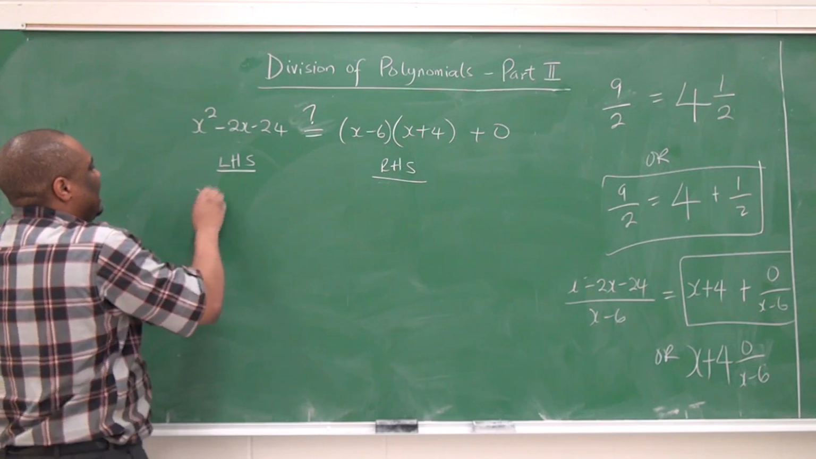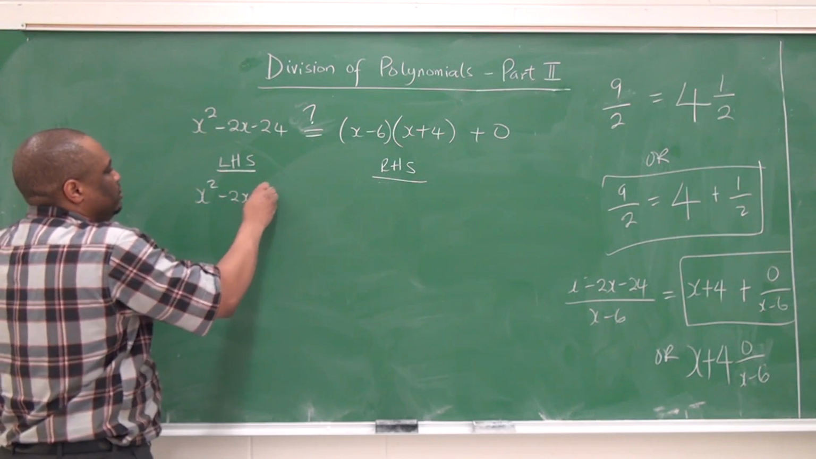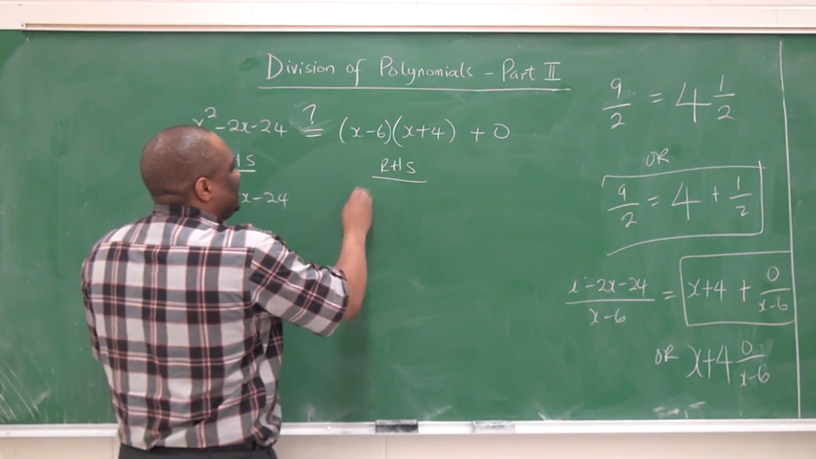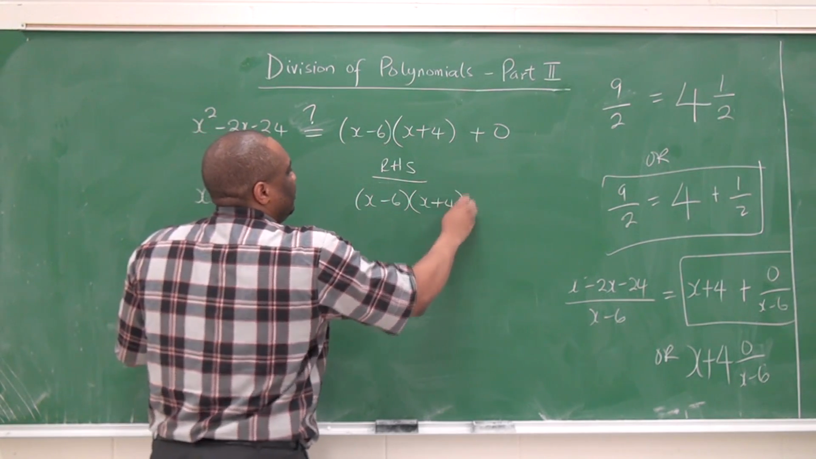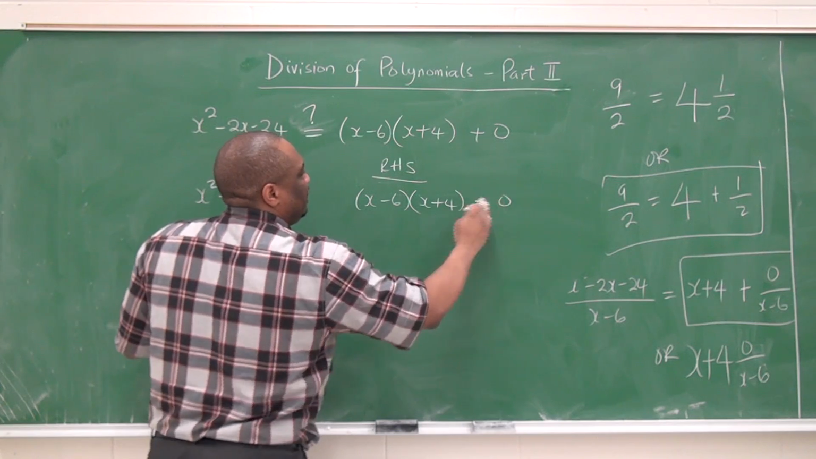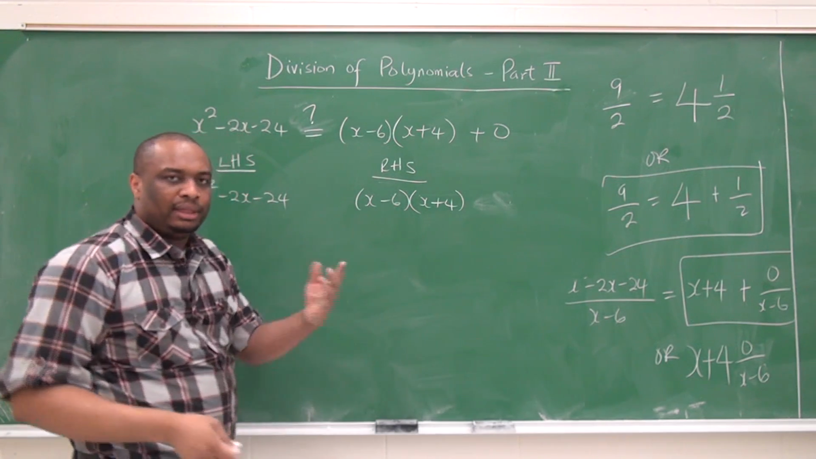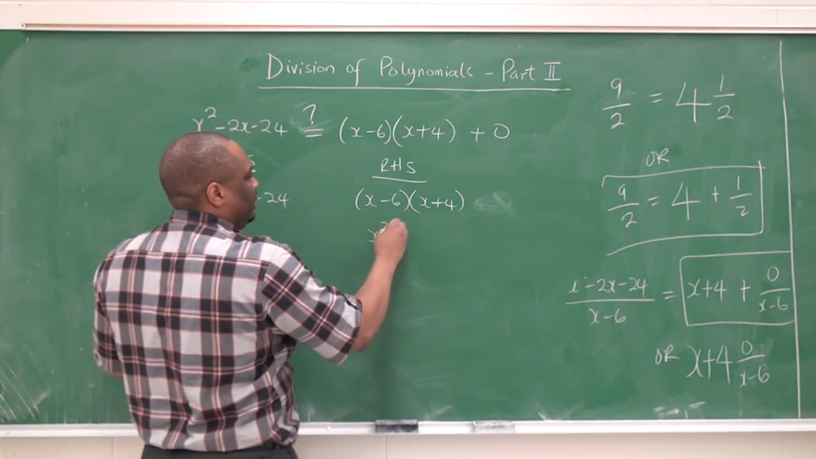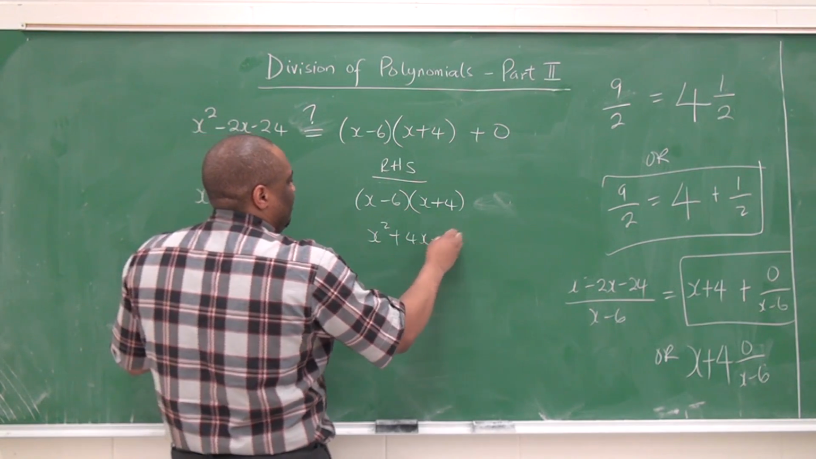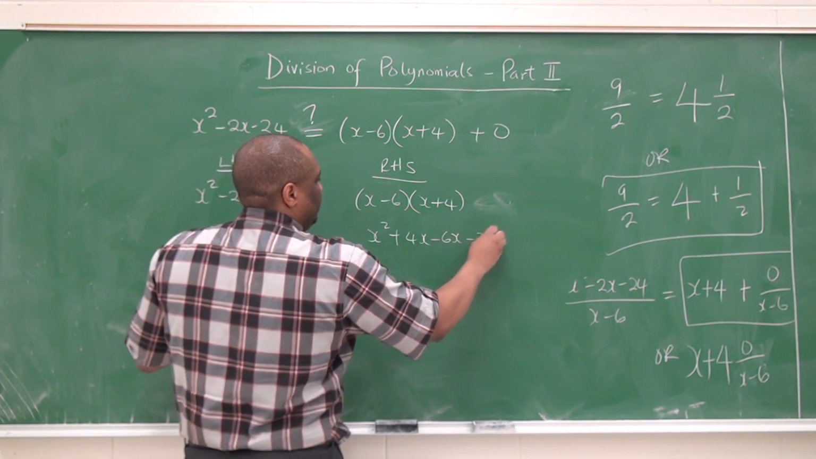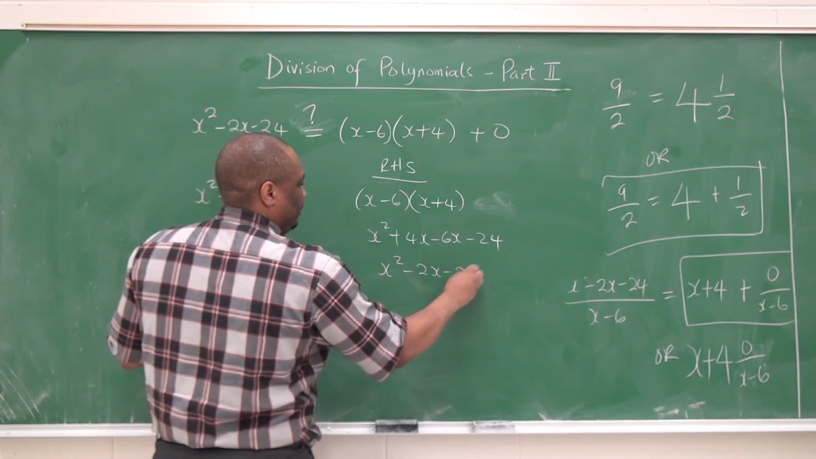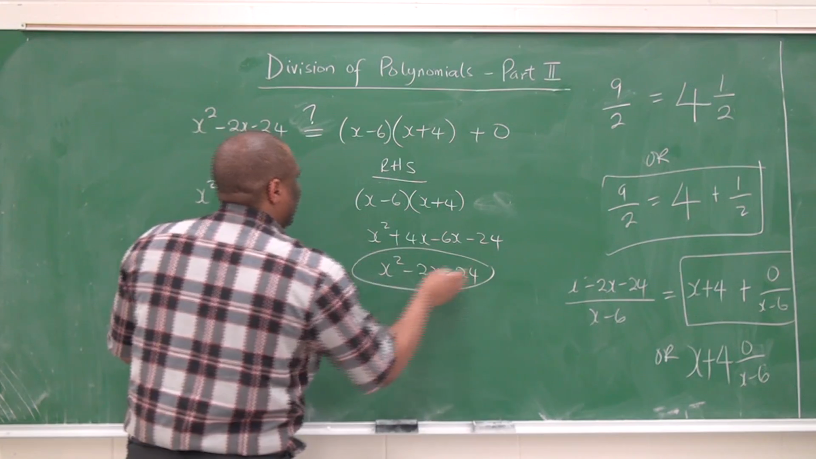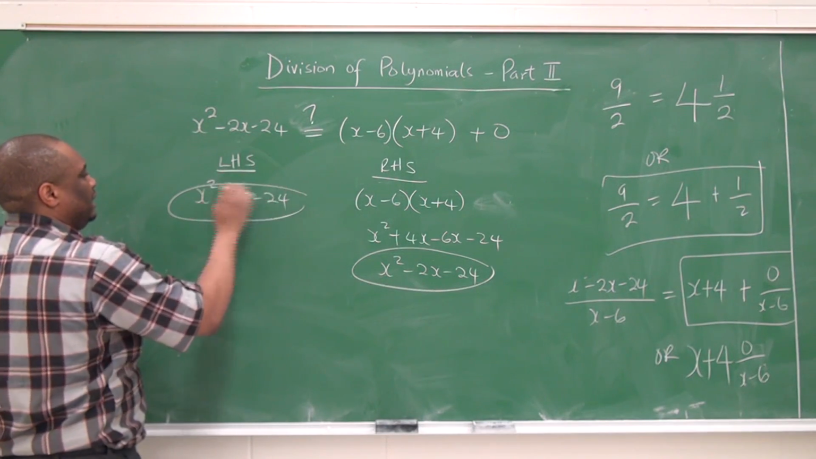Our left hand side is x squared minus 2x minus 24. Our right hand side, let's go ahead and multiply it. X minus 6 times x plus 4 plus 0. Of course, plus 0 gives us that thing. So this is x squared plus 4x minus 6x minus 24, and this is x squared minus 2x minus 24. So your right hand side is equal to your left hand side.